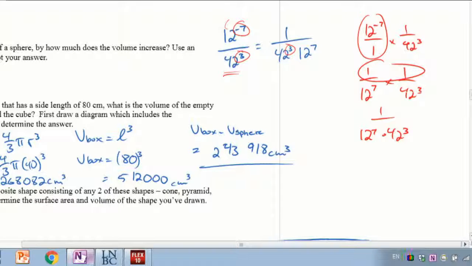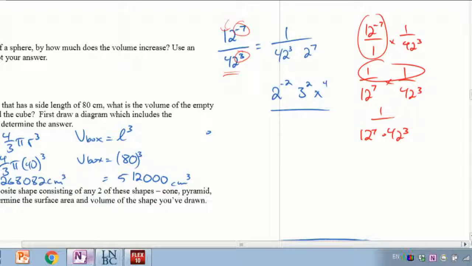So we don't want to give it a 7 when we're only saying 42 to the power of 3. The 7 is dealing with just the 12. So if I have the negative 7, I just move whatever it was to the bottom, and that becomes a positive. If the exponent is positive, it stays where it is. So the 42 was on the bottom with a positive exponent. It stays the same. Another way to think of it, if I had 2 to the negative 2, 3 to the power of 2, x to the power of 4 over 3 to the power of 2, 2 to the power of negative 2, x to the negative 2.